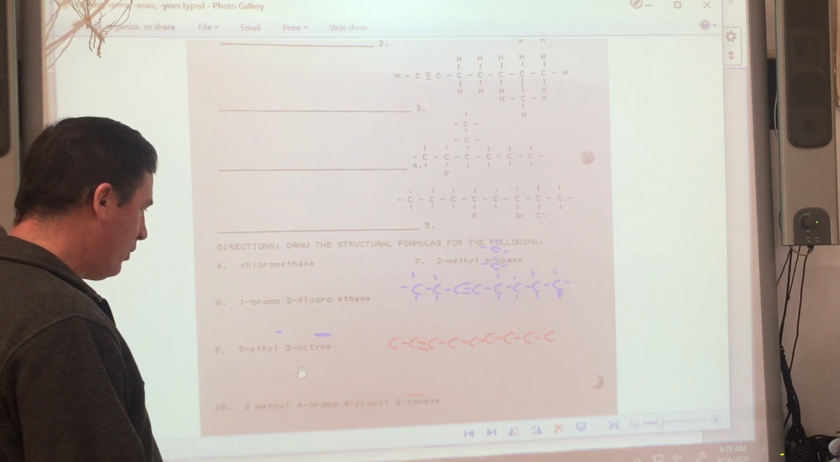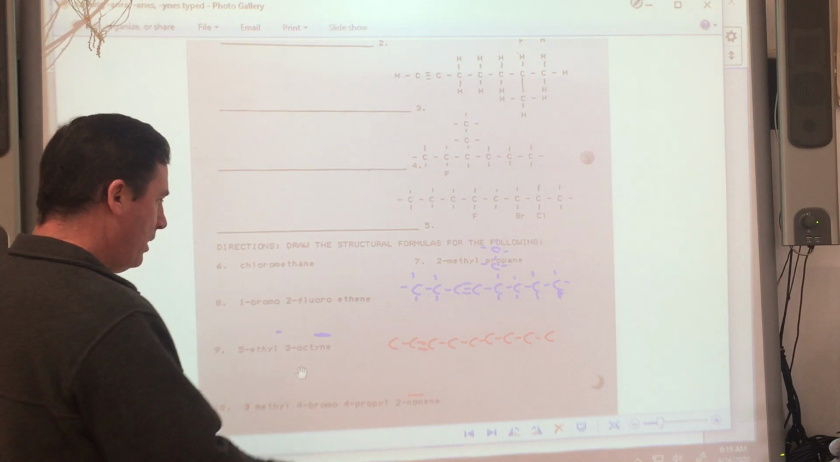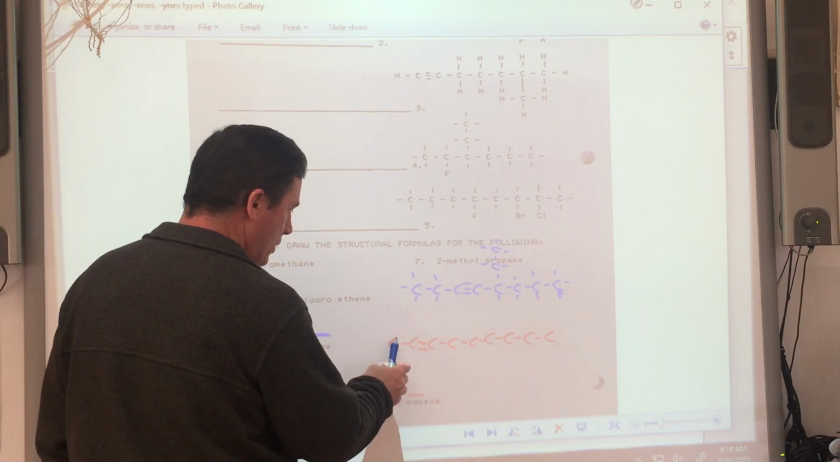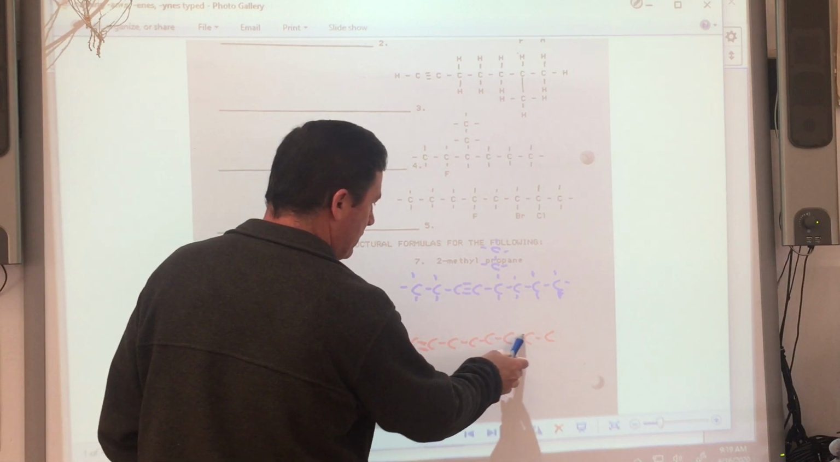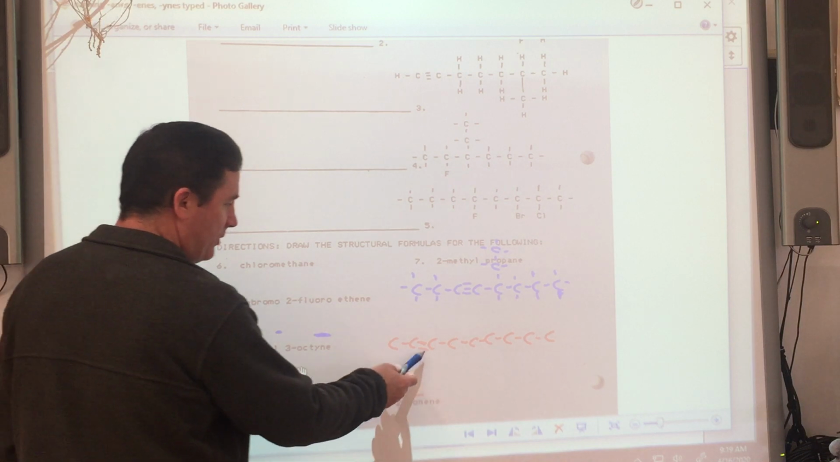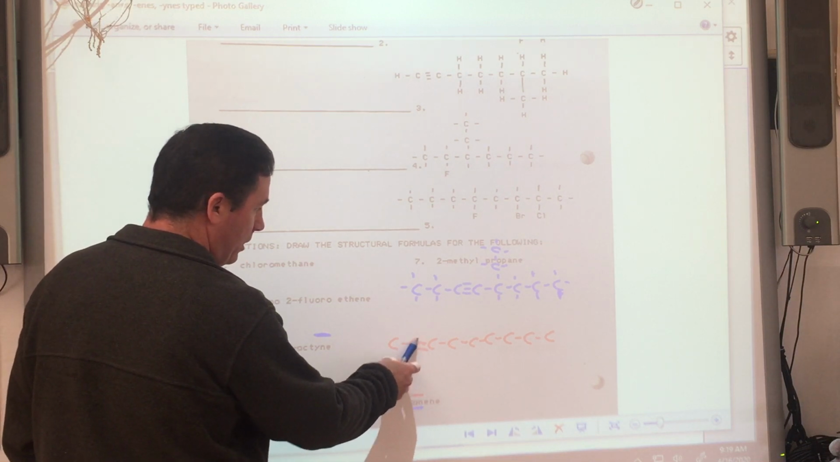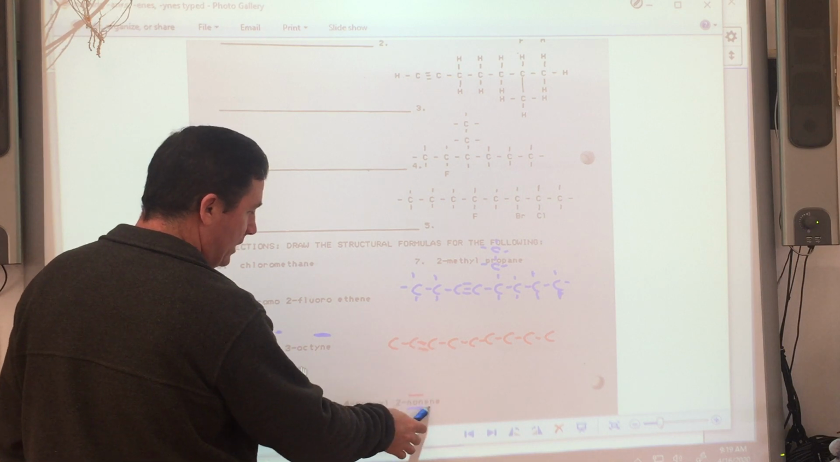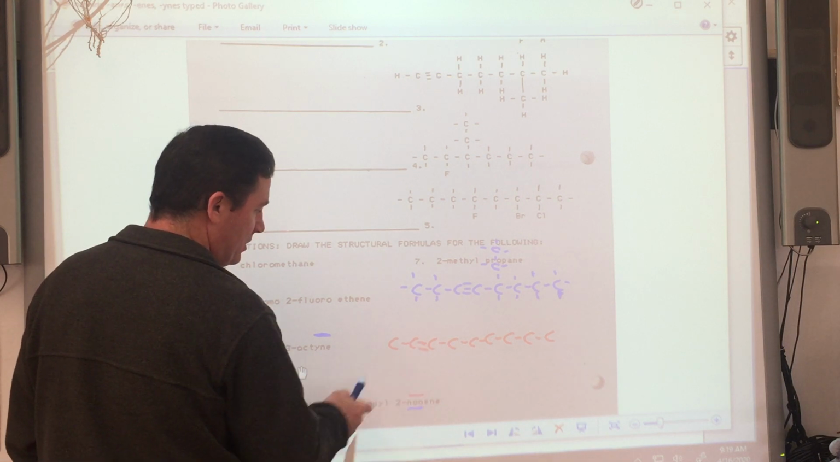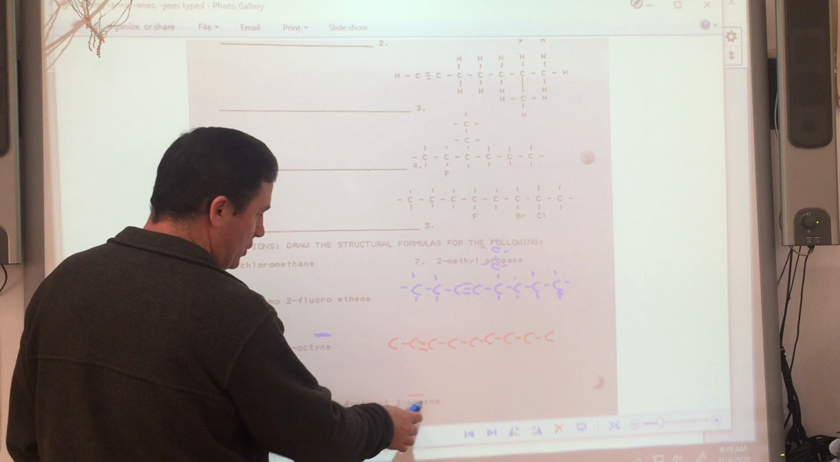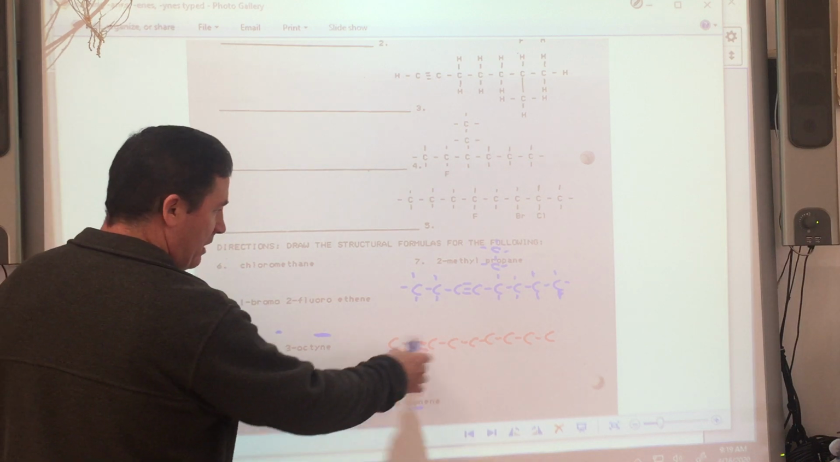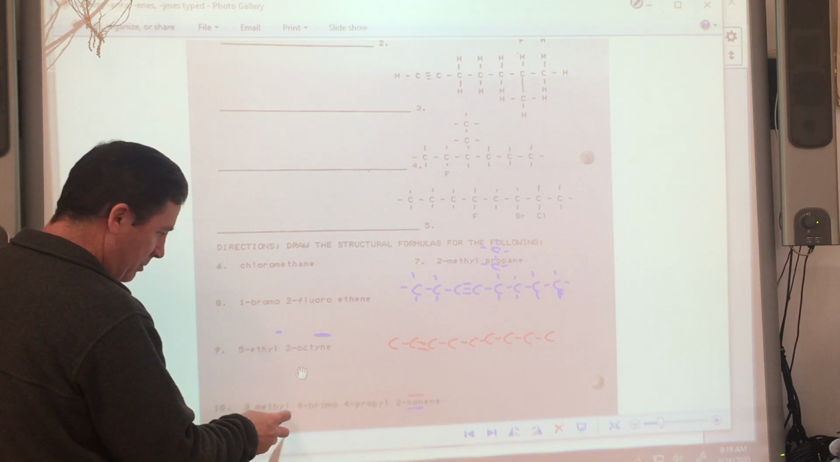3-methyl, 4-bromo, 4-propyl, 2-nonene. So 1, 2, 3, 4, 5, 6, 7, 8, 9. That gives me my non. The 2 tells me where my double bond is. The ene tells me that it is a double bond. So it's 2-nonene. Once I've got that established, I can go back to the beginning.